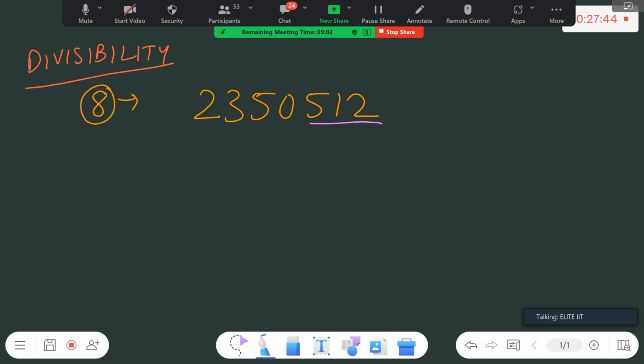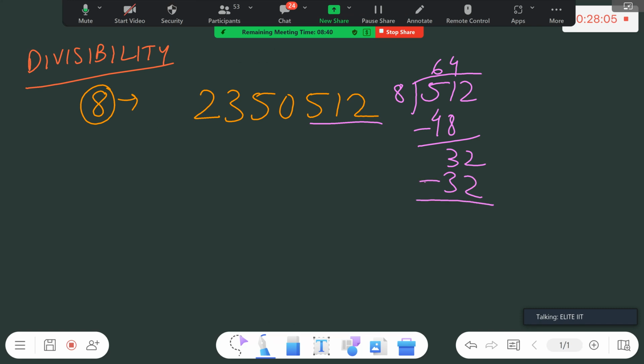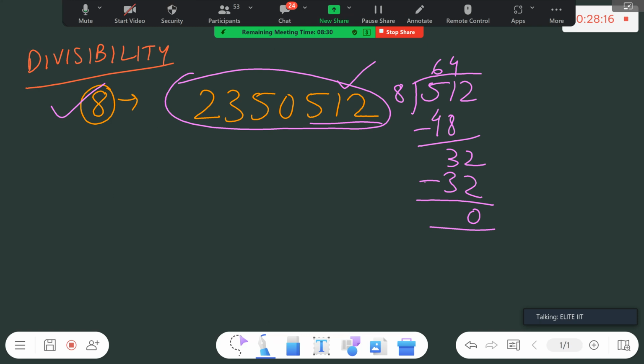So let us see, is 512 divisible by 8? Divided by 8? 8 6s are 48. Remaining 32. Then 8 4s are 32, isn't it? So 512 is divisible by 8. So you can say your entire number is divisible by 8. Okay? Yes, sir. Okay. So 8 is clear?